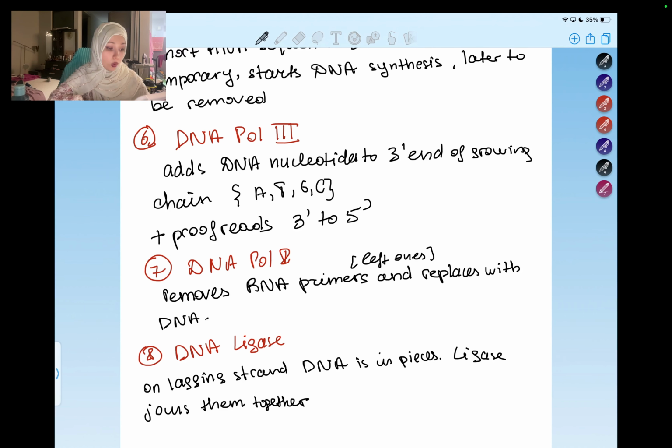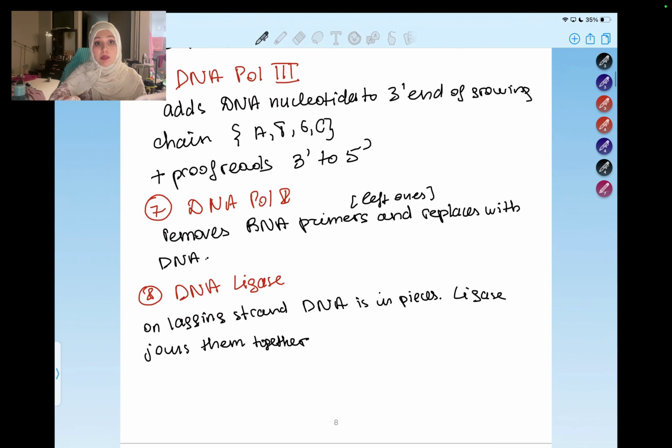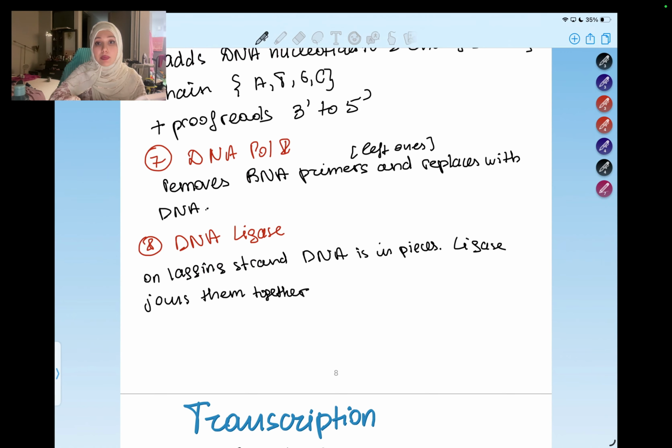So as we open and form the new DNA, DNA polymerase 3 comes and adds DNA nucleotides to the 3 end of the growing chain. Usually it is going to be adenine, thymine, guanine, or cytosine. And it also proofreads 3 to 5, because there might be mistakes, so it comes back for proofreading. DNA pol 1 removes RNA primers and replaces them with DNA.